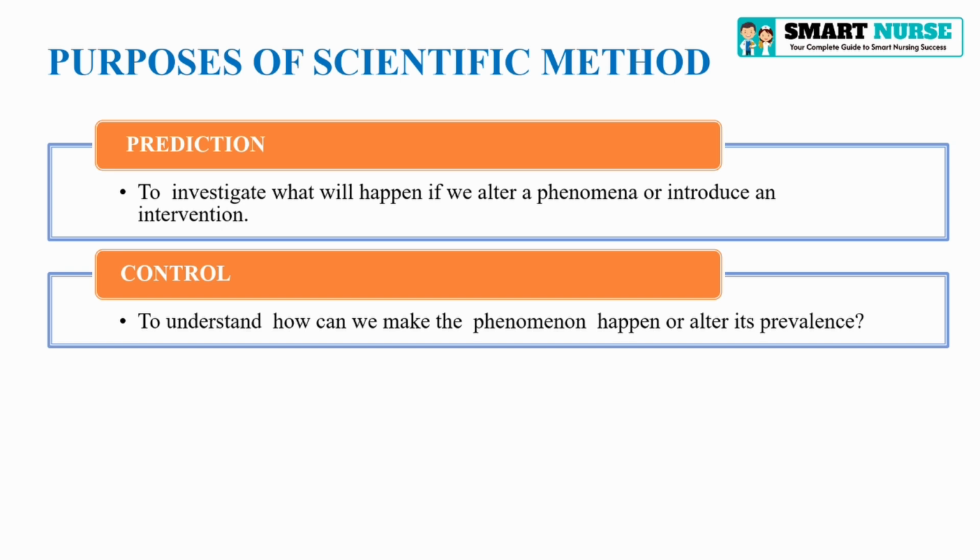And control, so to understand how we can make the phenomena happen and alter its prevalence. So you can understand how you can make a phenomenon happen, and how it will affect the people. That is the control, means based on age, or related to occupation, or problem, you can make it your phenomenon and see how it will affect the persons. So these are all the purposes for which you are going to use the scientific method.